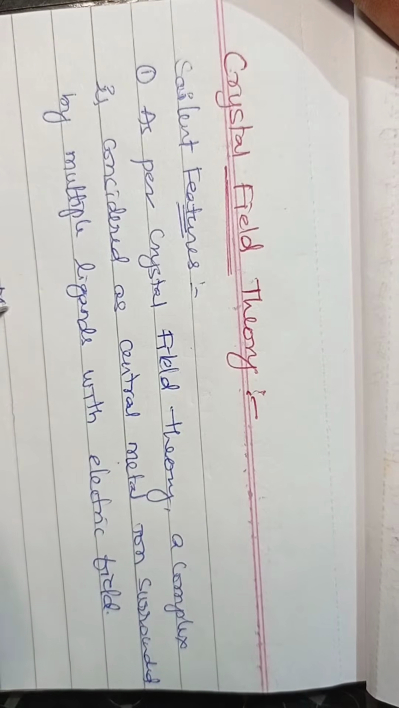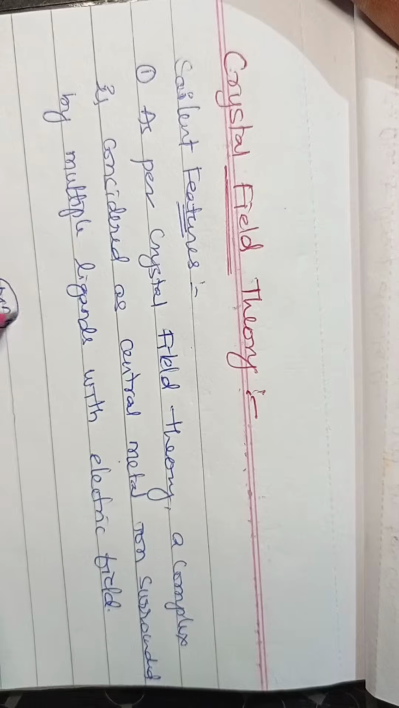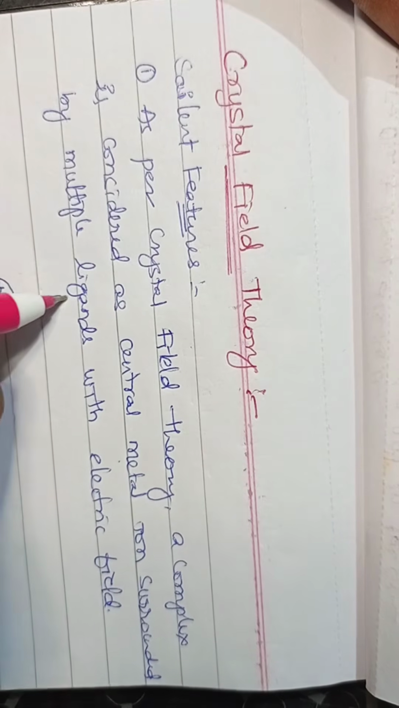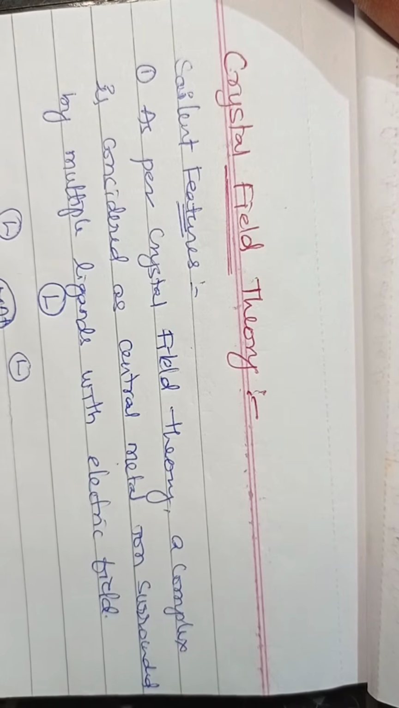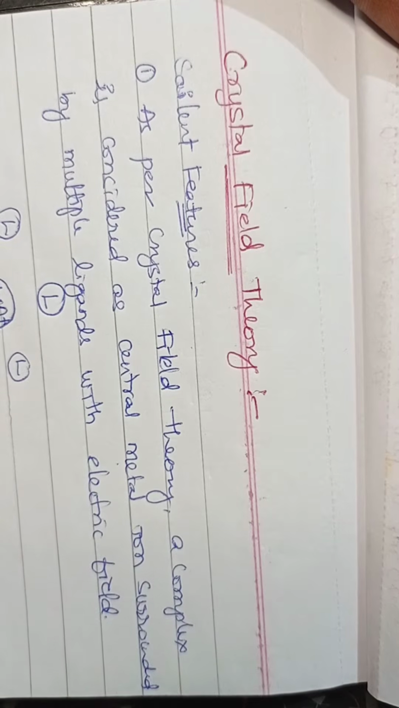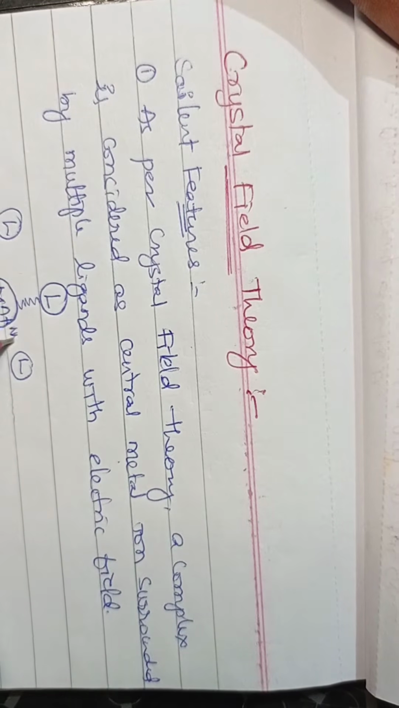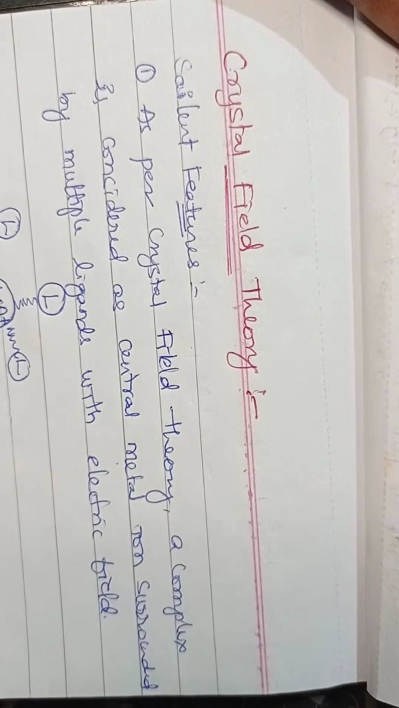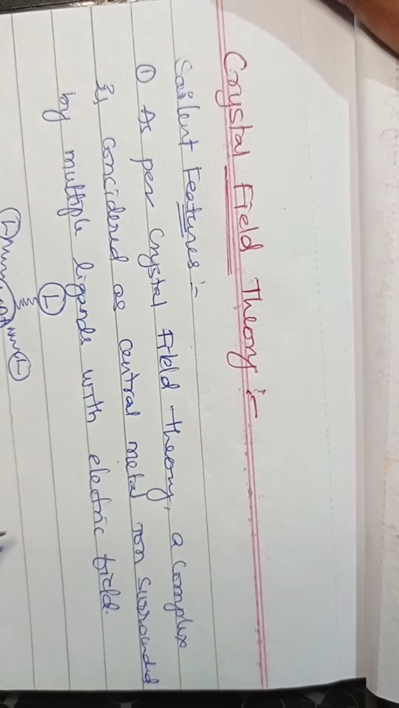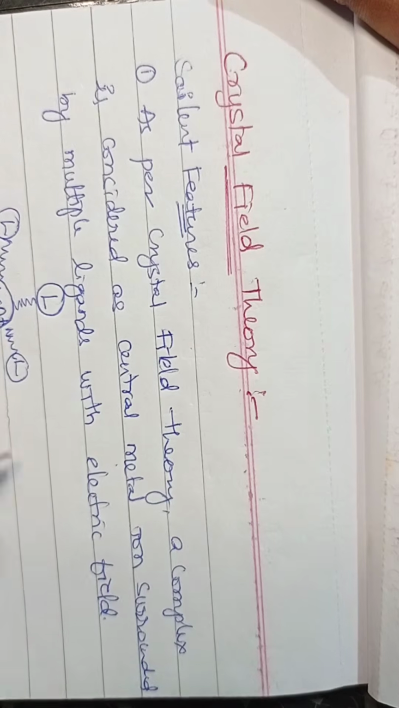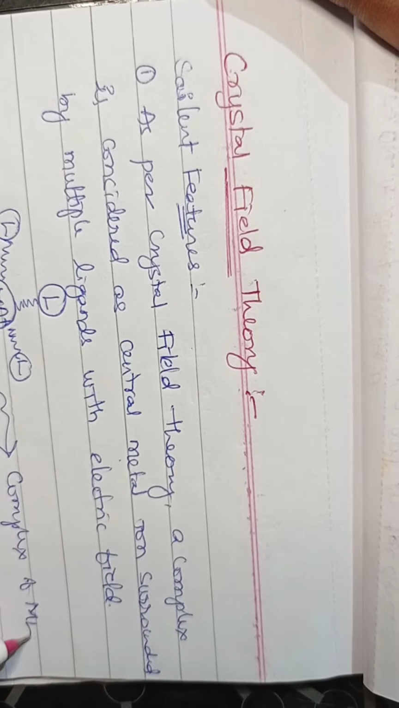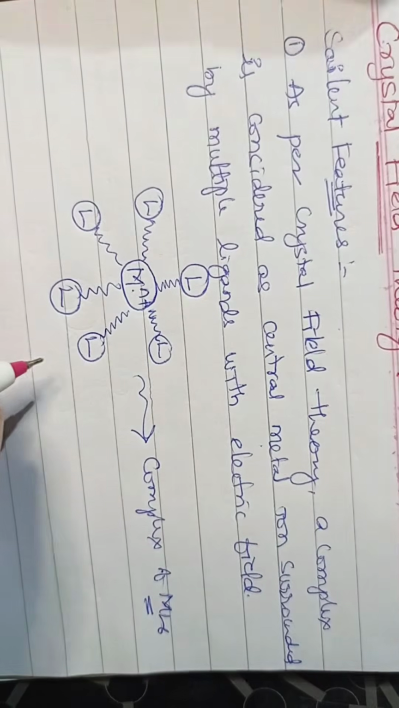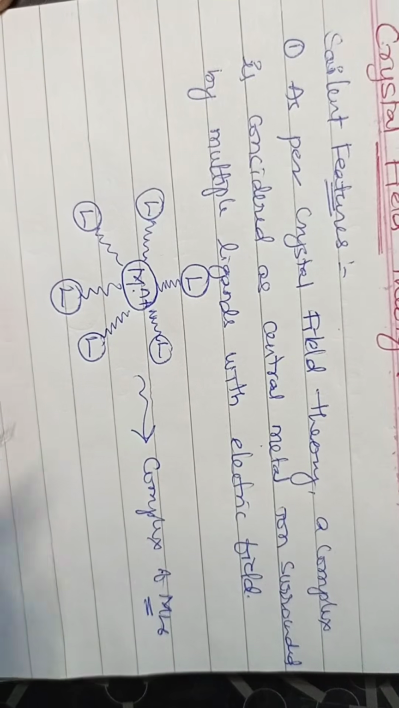For example, if we consider a metal ion surrounded by 6 ligands, there will be electrostatic interaction between the metal and the ligands, which holds the metal surrounded by ligands and forms the complex ML6. This is how it describes the complex.